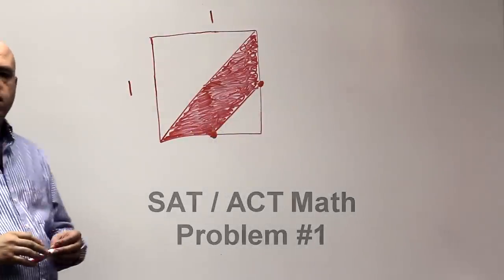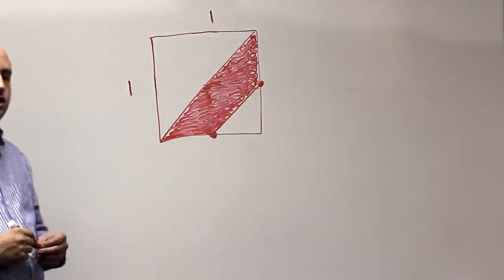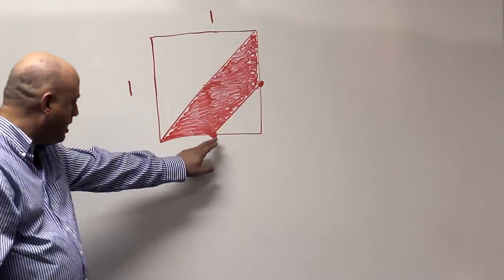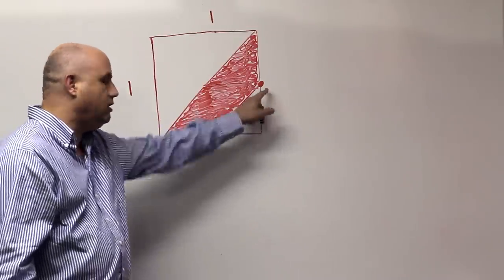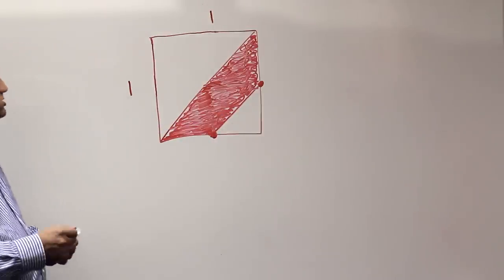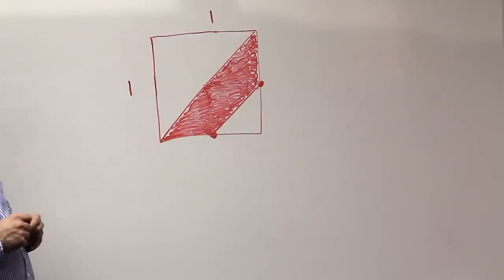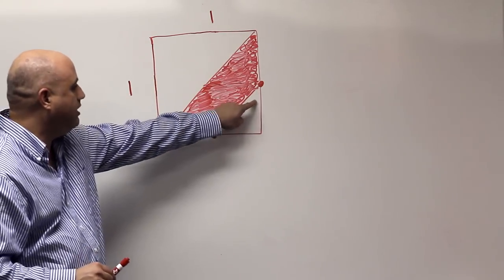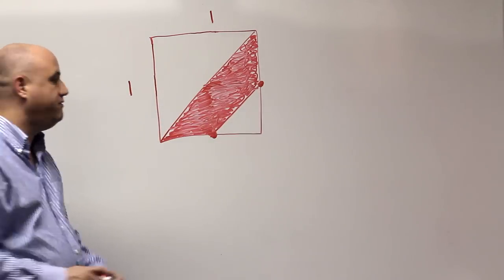Okay, in this problem, we're going to find the area of the shaded region. Now, we're told that this is a 1 by 1 square, and that these two points right here, here, and here are midpoints. So, first of all, one way to do this is to find the area of this big triangle right here, and subtract the area of the small triangle. So, I'm going to do that first.